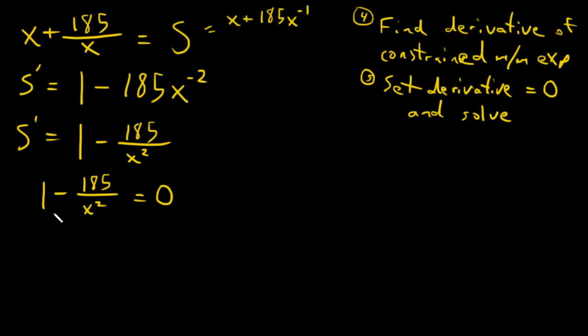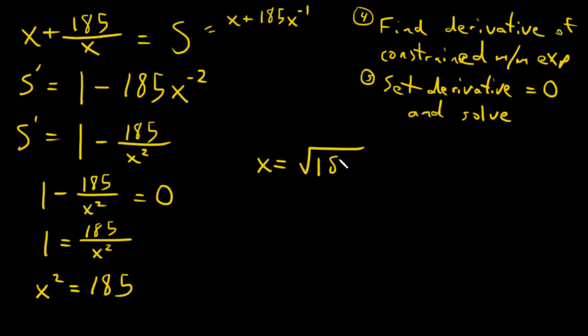I'm going to move that over and get 1 equals 185 over x squared. Cross multiply, x squared equals 185, x equals root 185. Okay? Well, I just take the square root of both sides. And I know it's a positive integer, so it's the positive root.